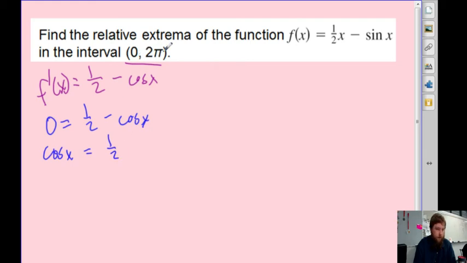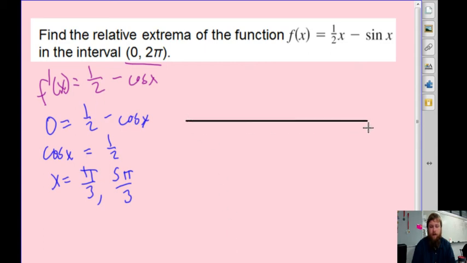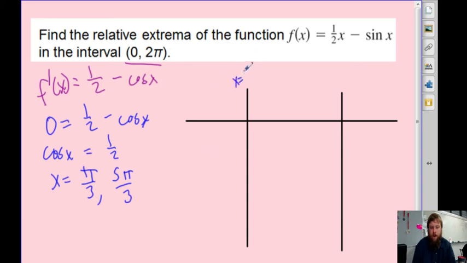So what angles from 0 to 2 pi on the unit circle have cosine equal to 1/2, and cosine is your x values? This is going to happen when x equals pi over 3 and 5 pi over 3. All right, now that we know those, I can make my chart again, and I think this chart just kind of helps organize the information. So every vertical line, I'm going to write x equals pi over 3 and x equals 5 pi over 3. Those are critical numbers.